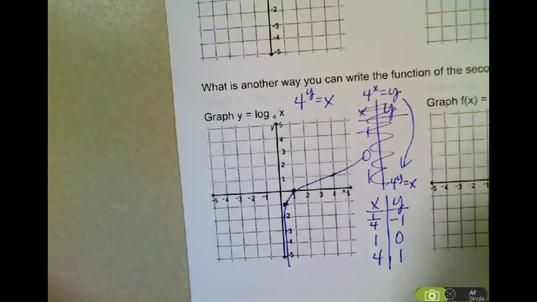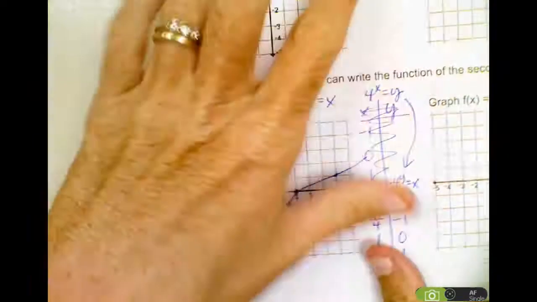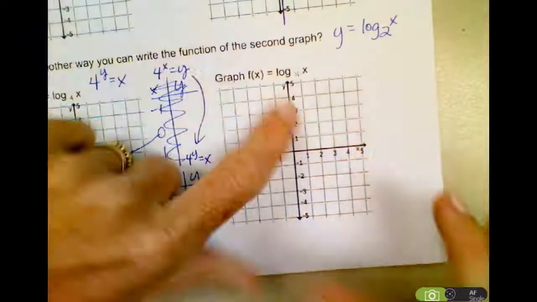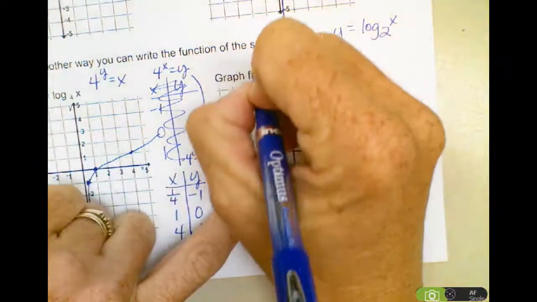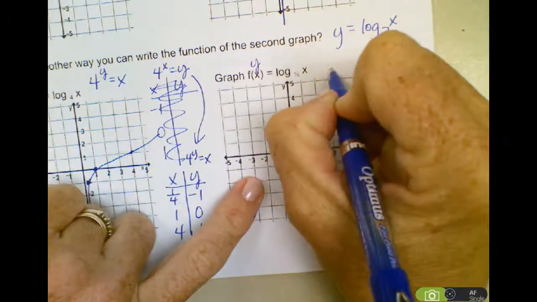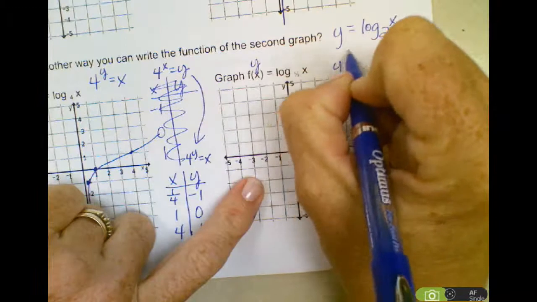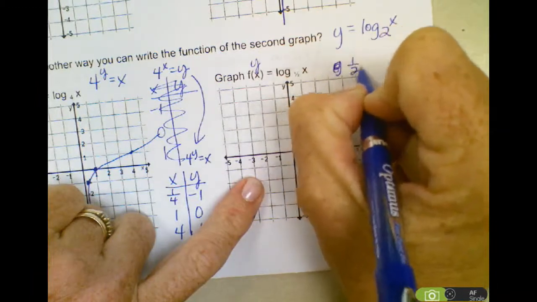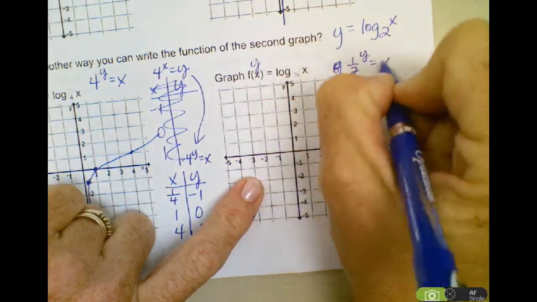Okay, let's see what happens when we do log of 1/2 x, and see maybe if it compares to one of the first two that we did. So let's write that as an exponent. We know that f of x is the same as y. So that means 1/2 to the y equals x.